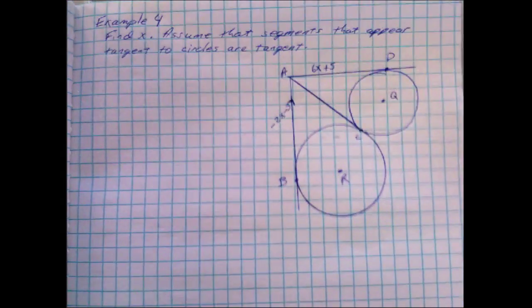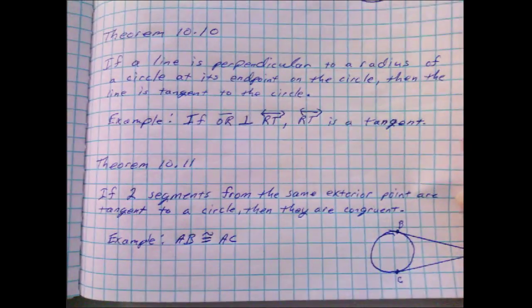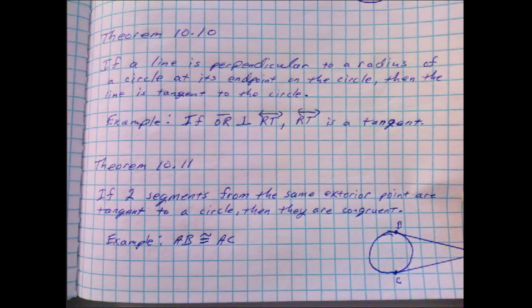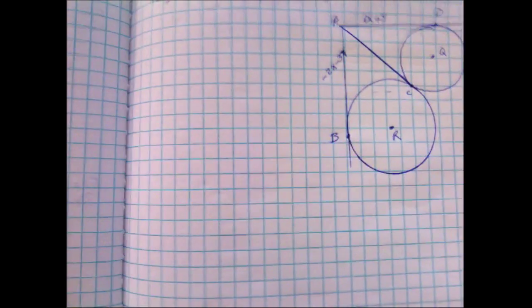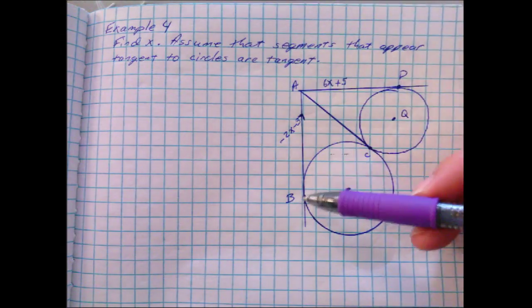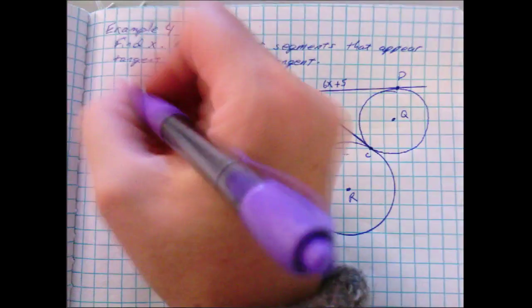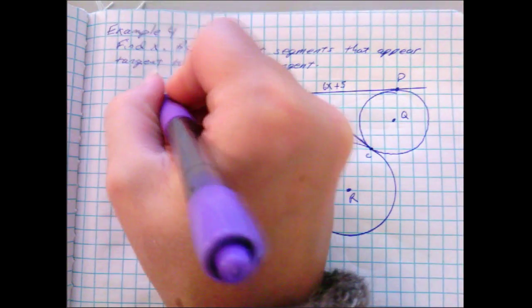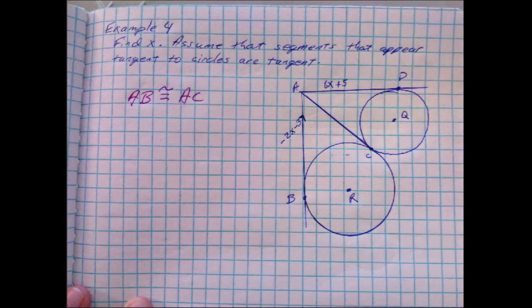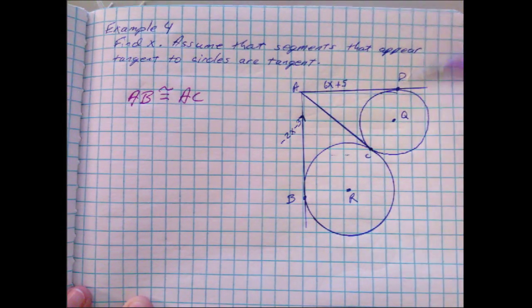Okay, so let's go ahead and look back at 10.11. And it said if two segments from the same exterior point are tangent to a circle, then they are congruent. So that means if we look at this picture, AB and AC are congruent. So AB is congruent to AC. That also means for this one over here, AC is congruent to AD.